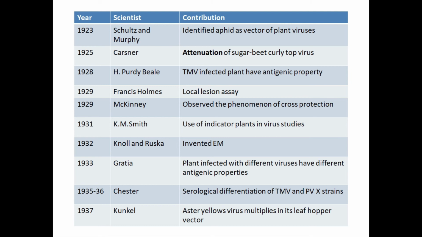For example, in the year 1923, aphid was discovered as a vector of plant viruses. Then attenuation of sugar beet curly top virus was seen. TMV-infected plants have antigenic property. Then local lesion assay, the phenomenon of cross protection, use of indicator plants in virus studies, invention of the electron microscope, then serological differences among viruses, then an observation that Asterolecanium multiplies in its leafhopper vector.